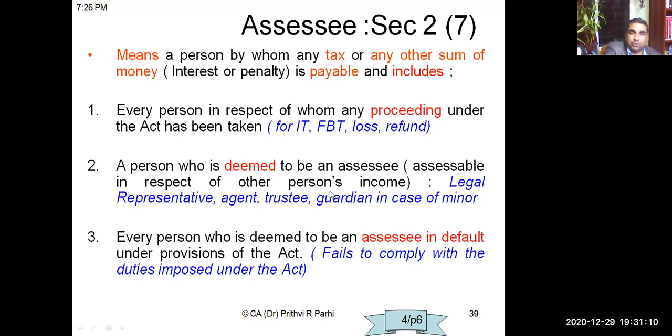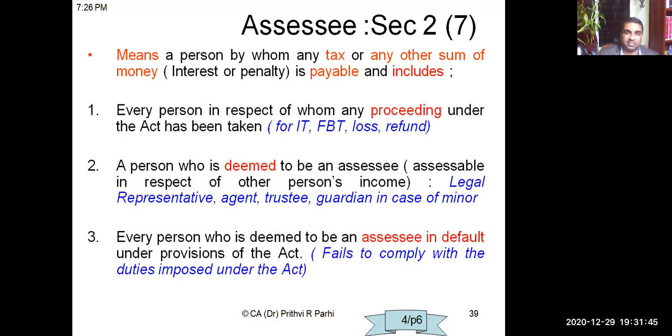And a person who is deemed to be an assessee. In certain situations, people will be deemed to be an assessee. That means even if they are not assessees, they will be presumed to be an assessee. For example, in certain situations, legal representatives or agents or trustees or guardians may be treated as deemed assessees. That means the original assessee is someone else, but these people are deemed assessees. So assessee includes deemed assessees.